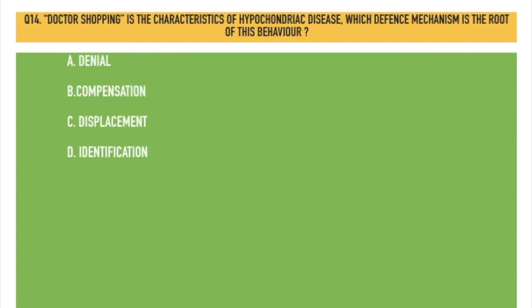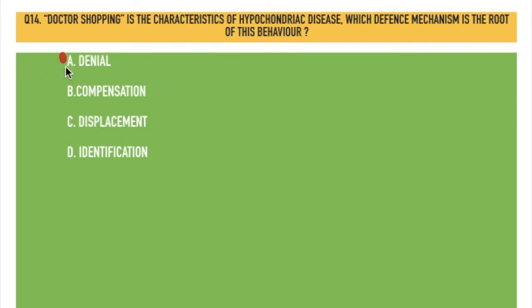Next question. Doctor shopping is the characteristics of hypochondriac disease. Which defense mechanism is the root of this behavior? Doctor shopping. What is hypochondriac disease? A person thinks that he is having a serious illness, and he is doing doctor shopping, that is, he is consulting doctors by doctors. One week he is consulting a doctor, and next week he is moving into another doctor. That's doctor shopping. So which defense mechanism is that?